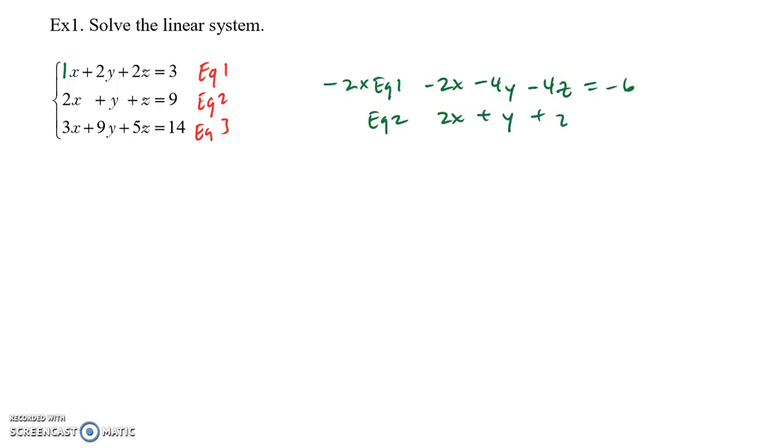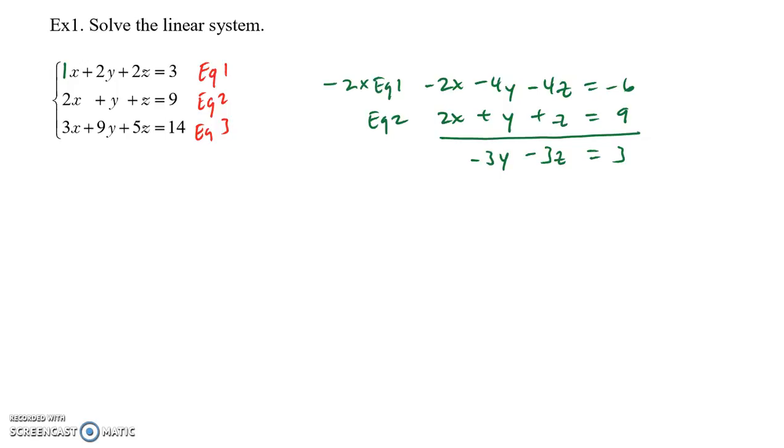And the whole point is to eliminate the x terms from the pair of equations. So I'll do that by addition. Adding like terms, the x terms cancel. Minus 4y plus 1y is minus 3y. Minus 4z plus 1z is minus 3z, and negative 6 plus 9 is positive 3.